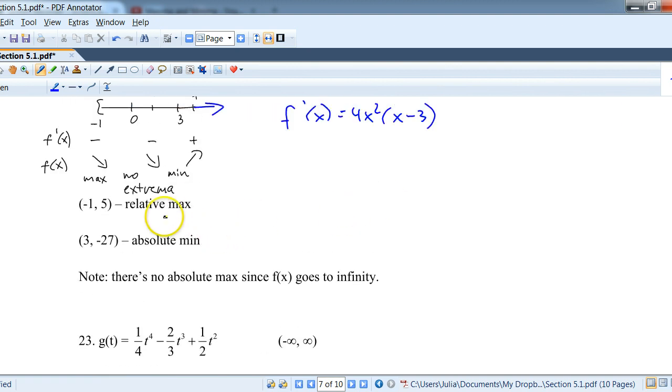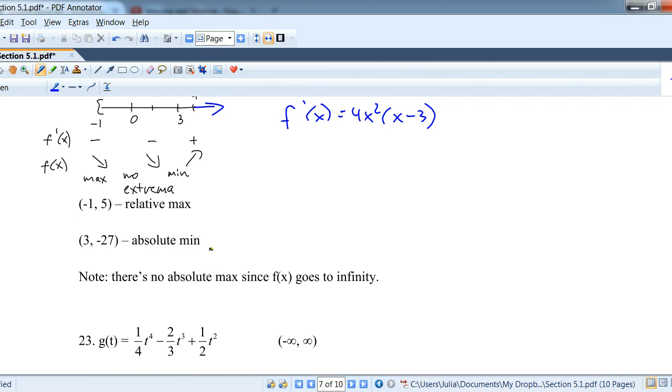So we have a relative max, and then 3, -27. This was a single minimum in our function, and since the function does not go to negative infinity, this is actually the lowest y value, and so it would be considered an absolute minimum.